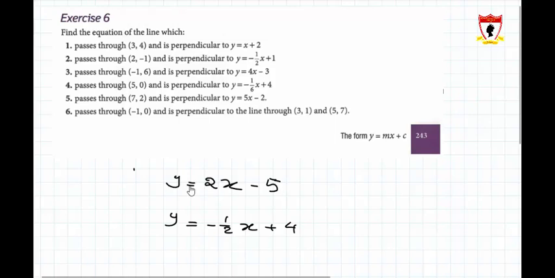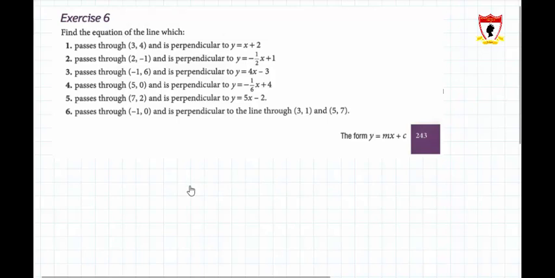Well, to do this, we simply multiply the gradient of the first line by the gradient of the second line. So it is like this, 2 times negative 1 over 2. 2 times negative 1 over 2 is equal to negative 1. So whenever the result of multiplying the gradients of two lines is equal to negative 1, it means the lines are perpendicular.